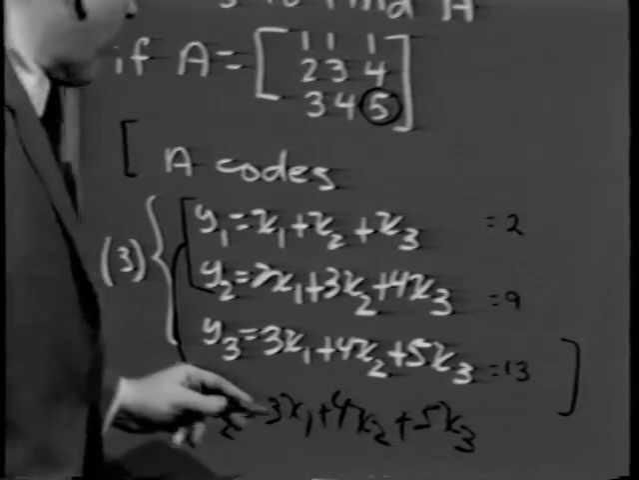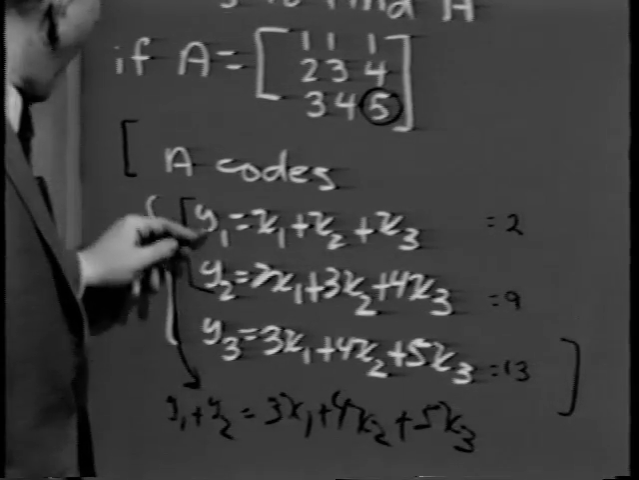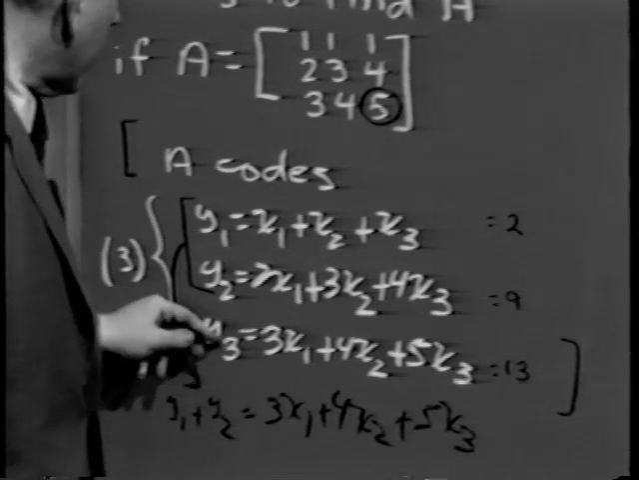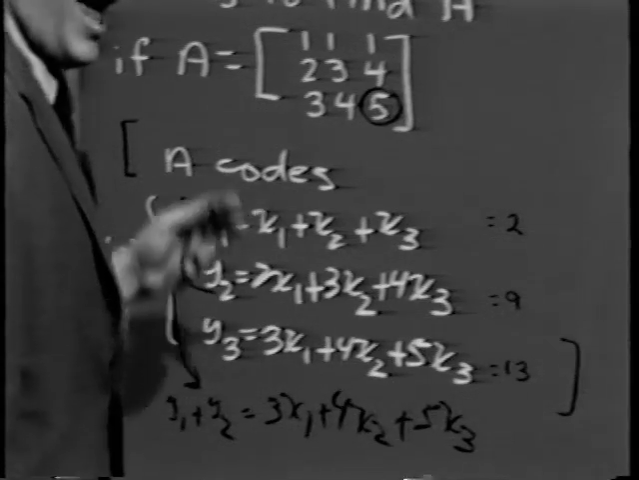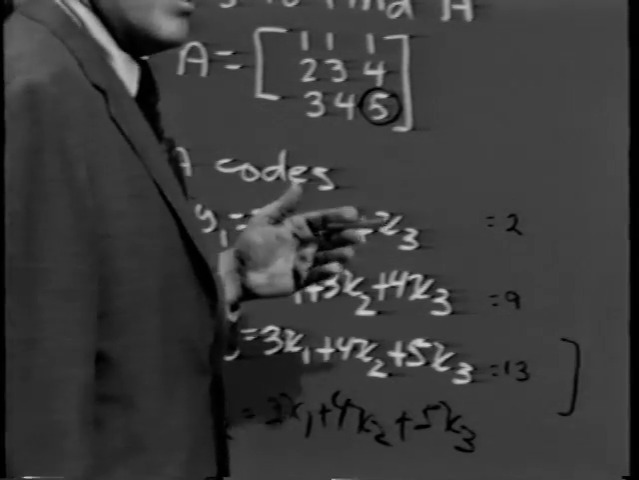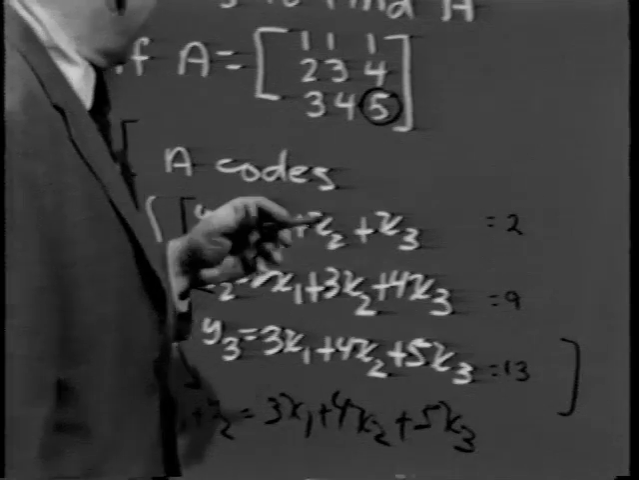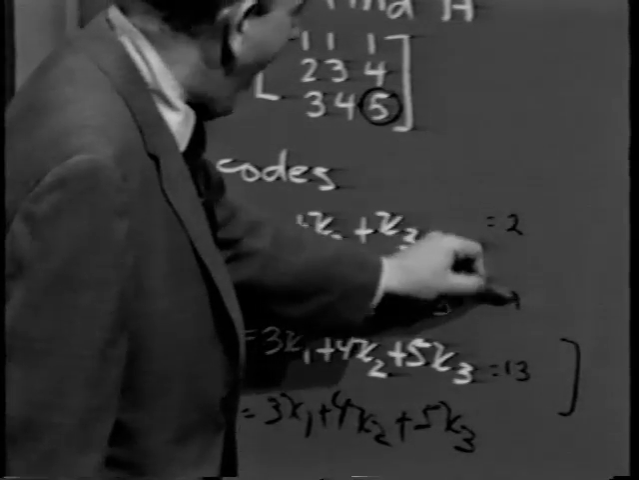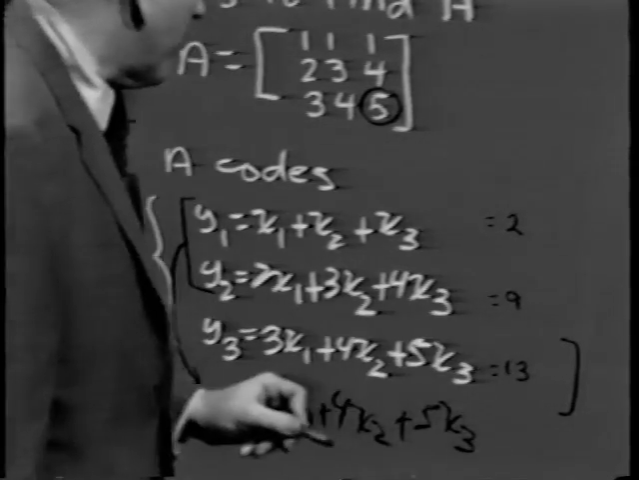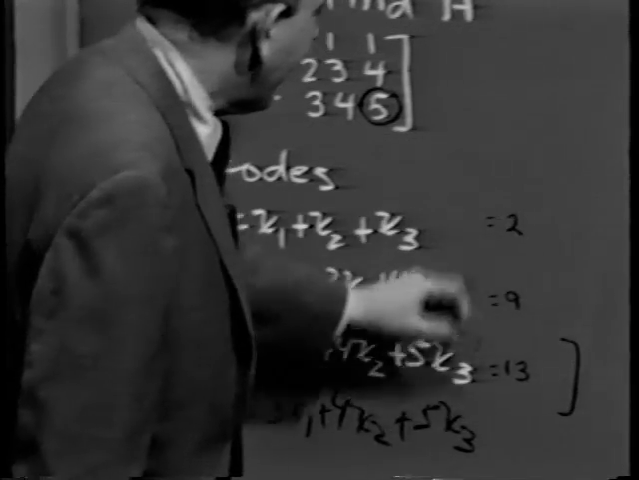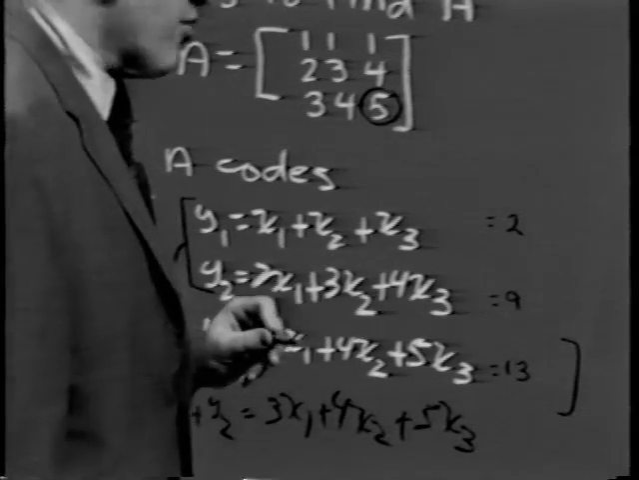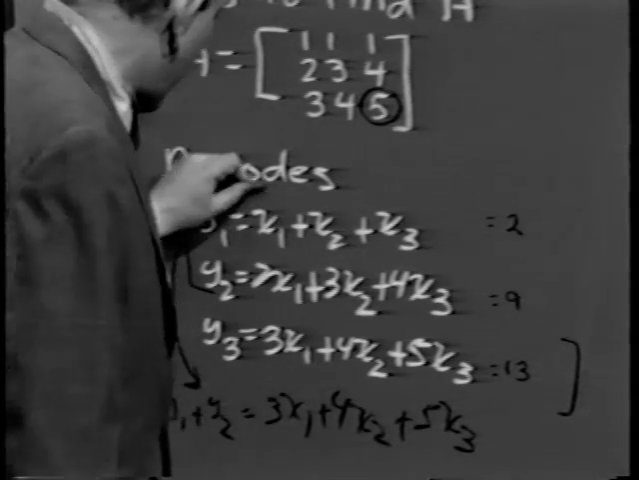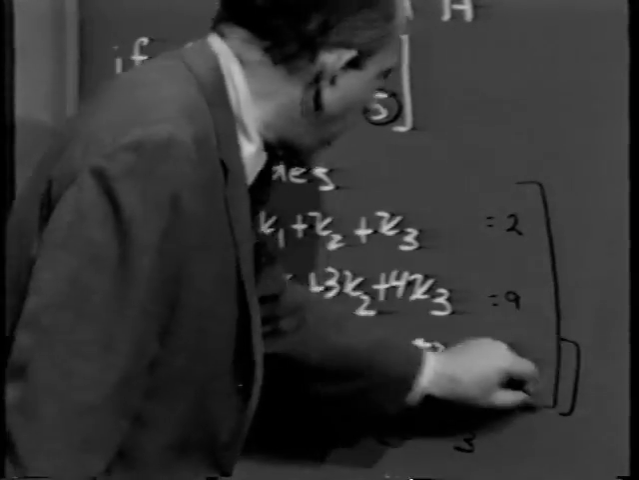To show you what I mean by that, let me pick specific values for y1, y2, and y3 in which y3 is not equal to y1 plus y2. And to keep this as close to the problem that we were working with originally, let me pick y1 to be 2, y2 to be 9, and y3 to be 13. Notice that this system of equations cannot possibly have a solution now.